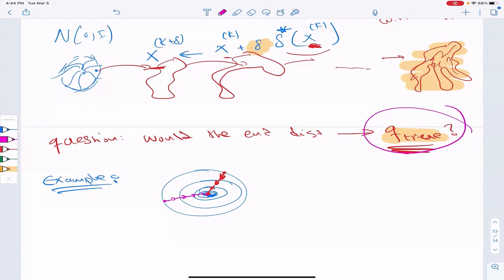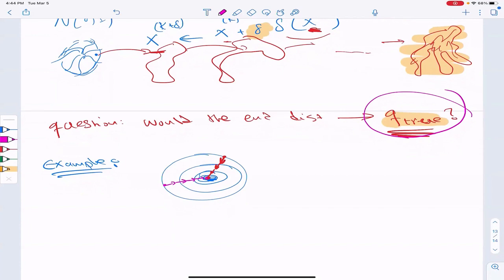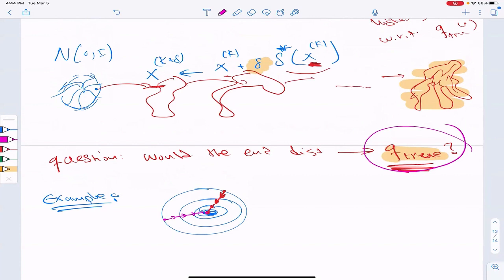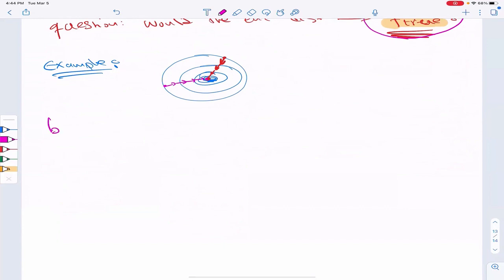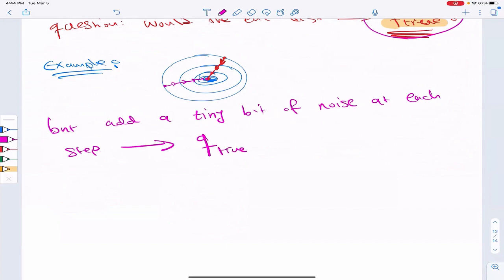Hold on a second. 2 minutes. But it turns out, this is really amazing. It turns out if you do exactly this process, but at each step, just add a tiny bit of Gaussian noise to it, you do converge to your ground truth distribution. Do the same thing, but add a tiny bit of noise at each step. Then you do converge to your ground truth distribution.